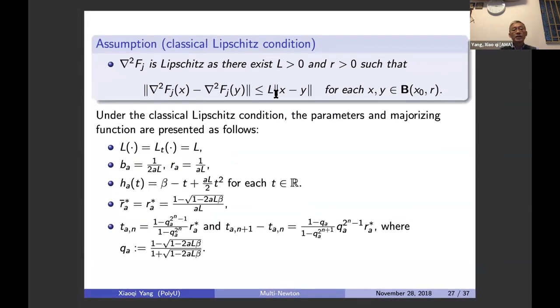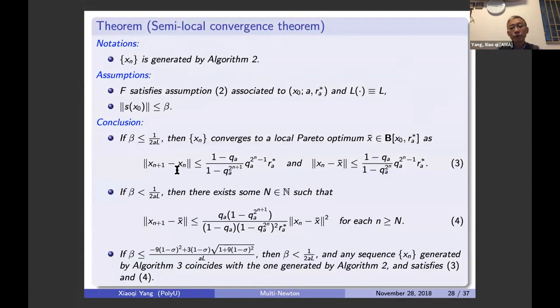If you have the Lipschitz condition, then that L function, non-decreasing, can be chosen as a constant, obviously. In that case, the non-decreasing function is a constant L which appears here. Again, we can find R_A and B_A and all these values here. In this way, we can use our majorization function technique, and then we can again prove the convergence results.